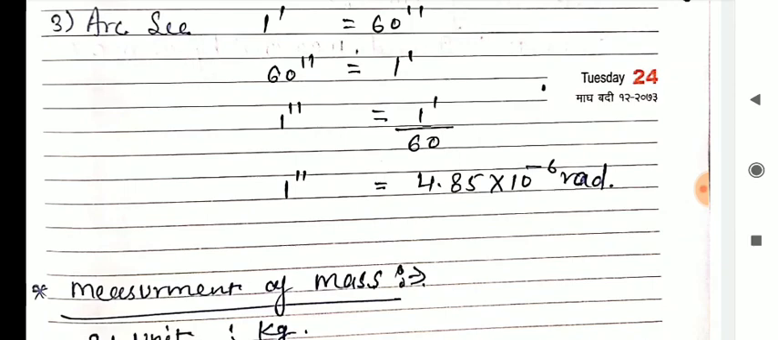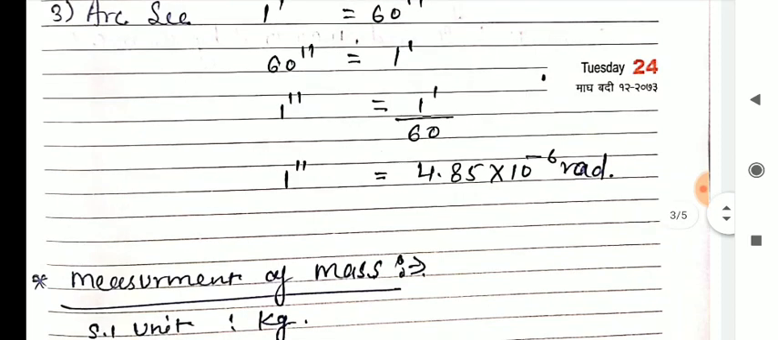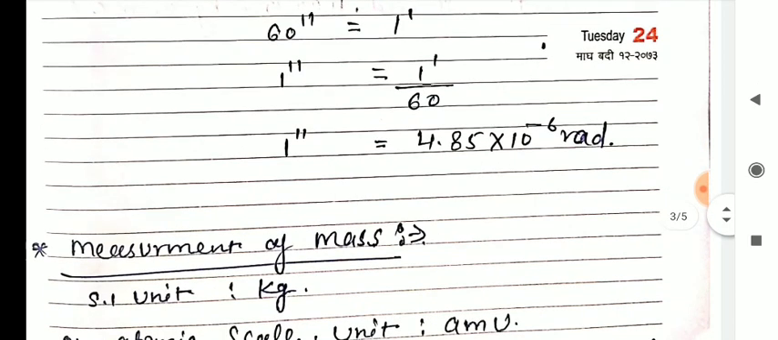If we want to calculate the value of 5 seconds, what will we do? 1 second will be equal to 4.85 into 10 to the power minus 6 radian, and the value of 5 seconds will be equal to 5 into 4.85 into 10 to the power minus 6 radian. So by this relation, we can simply convert the value of time into radian, that is, into the value of the angle.